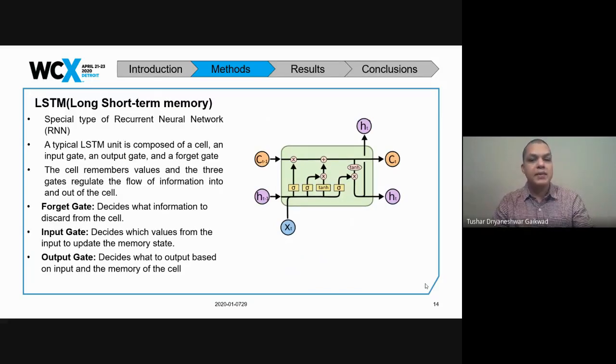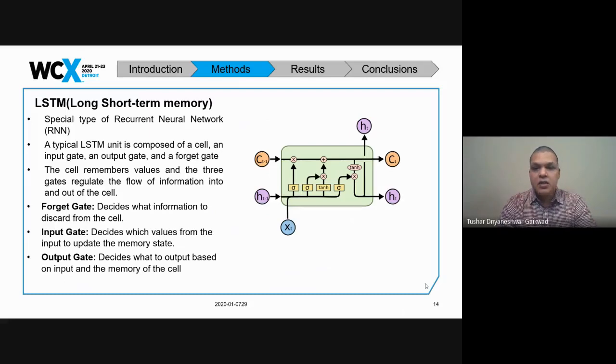Now we will talk about LSTM. LSTM is a special type of recurrent neural network capable of learning long-term dependencies from large datasets. It is also used to avoid issues such as vanishing and exploding gradients of conventional RNNs. A typical LSTM unit, often called a memory cell or memory block, is composed of a cell, an input gate, an output gate, and a forget gate. The cell remembers values, and the three gates regulate the flow of information into and out of the cell.